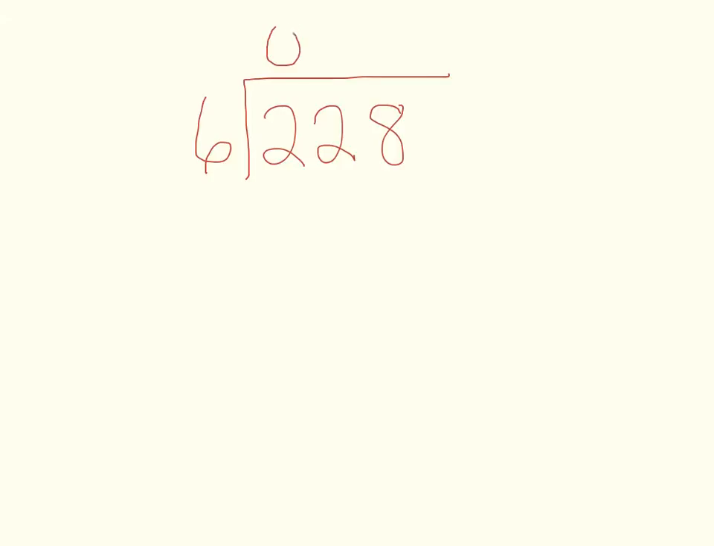So I have my dividend, 228 cookies, and my divisor, putting it into 6 groups. My quotient will tell me the value of n, so how many cookies essentially that Natalie had. 6 doesn't fit into 2. It does fit into 22 3 times. 3 times 6 is 18. I subtract that, and I get a remainder of 4.